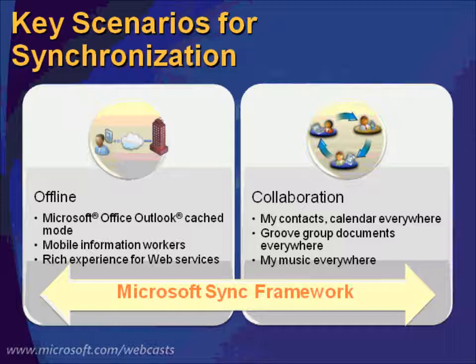And then unencumbered collaboration, peer-to-peer networks. What if you want to share data from one mobile user to another without having that server-side interaction? All of these scenarios are solved by synchronization, and therefore the Microsoft Sync Framework. So a couple of key scenarios for synchronization are offline and collaboration, and I just kind of briefly mentioned both of those, but let me go into them a little bit more. There's actually a third scenario, and I'll talk about that in a second.